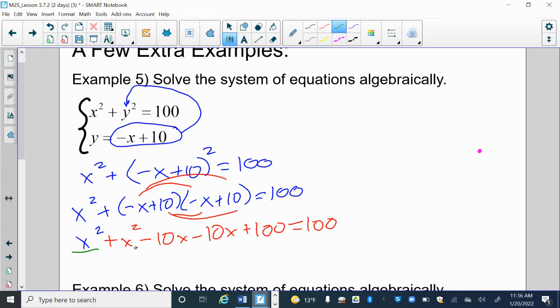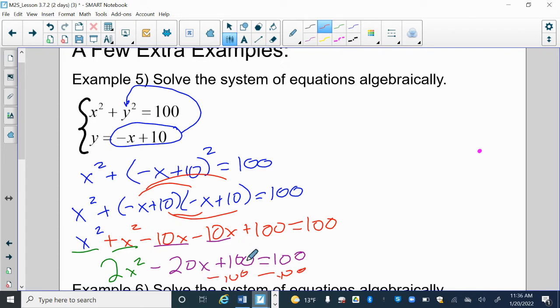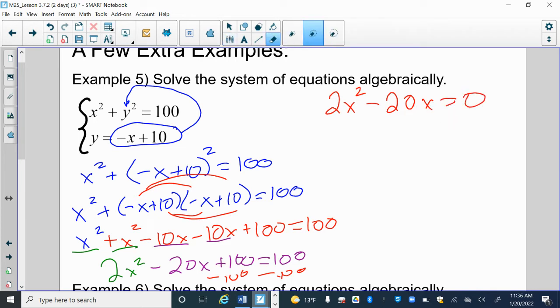Combine our like terms in the front. x squared plus x squared is 2x squared. Negative 10x minus 10x is minus 20x, plus 100 equals 100. Let's subtract that 100 over. Then we would have 2x squared minus 20x equals 0. Became a binomial. Good practice with solving a quadratic equation that looks like this.